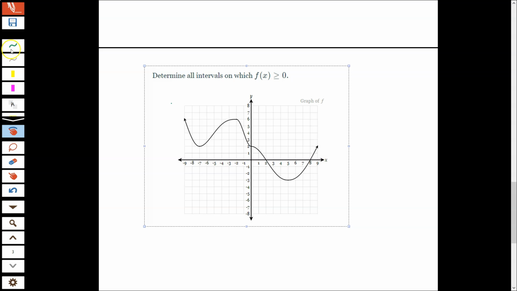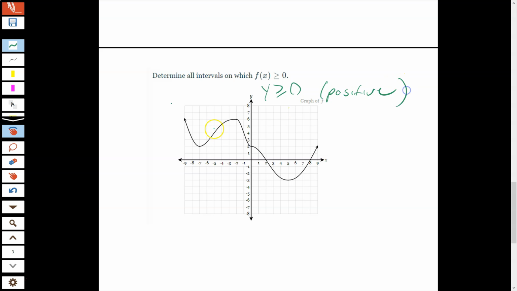Here's one more example. Determine all intervals on which f of x is greater than or equal to 0. F of x really just means the y value, so this is y greater than or equal to 0. So greater than 0 means positive. And here's where they can get a little tricky, right? So positive, I'm going to highlight the parts of the graph that are positive to about 2, right? And notice at 2, y is 0. Y equals 0 is allowed, right?